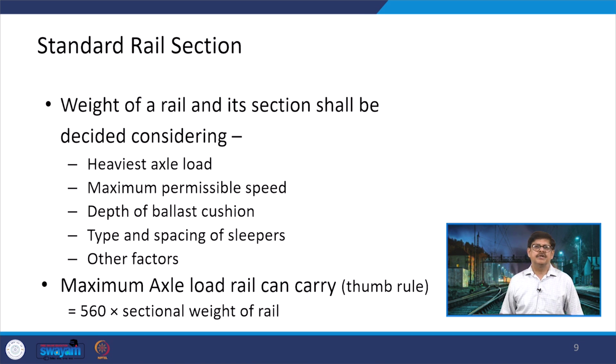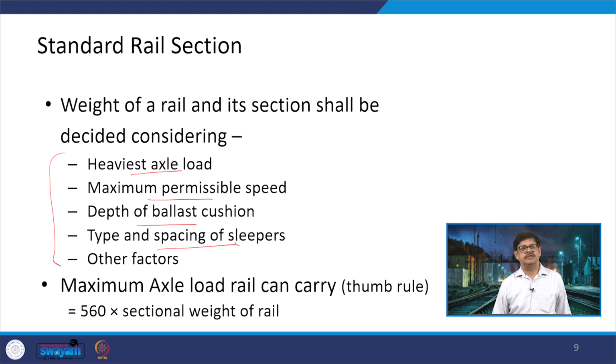Now, let us talk about the standard rail section. The very first thing is what should be the weight of a rail, and that weight of the rail is decided on the basis of a few variables or considerations. The considerations go to the heaviest axle load. It also goes to the permissible speed for which we are going to lay that track, the depth of the ballast cushion, the types and the spacings of the sleepers, and various other factors can also be there. The prime factors are these.